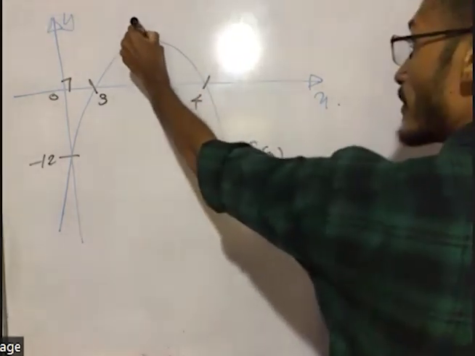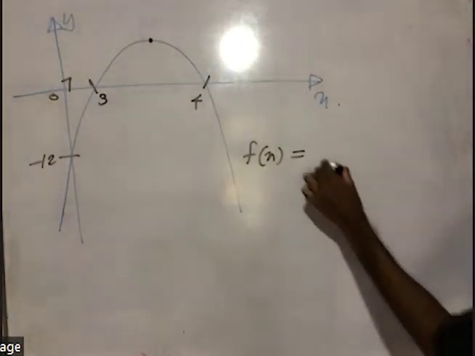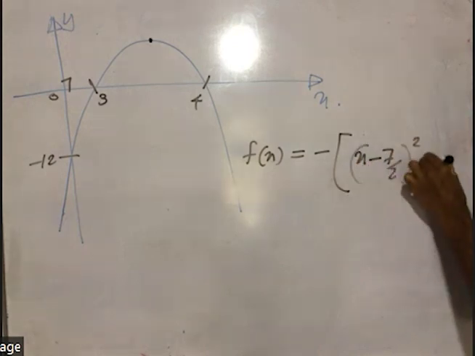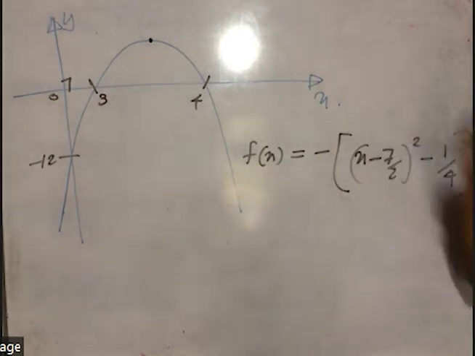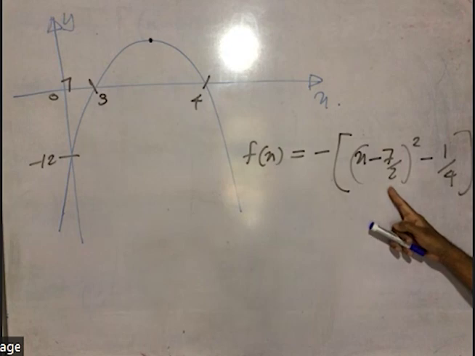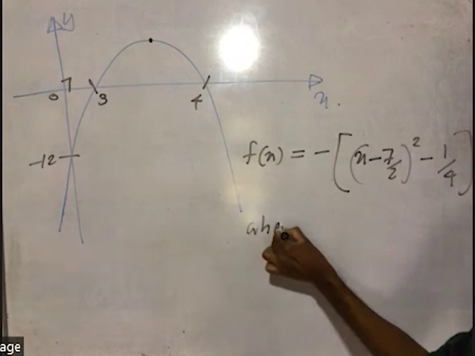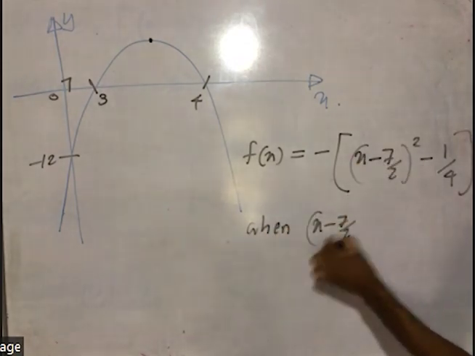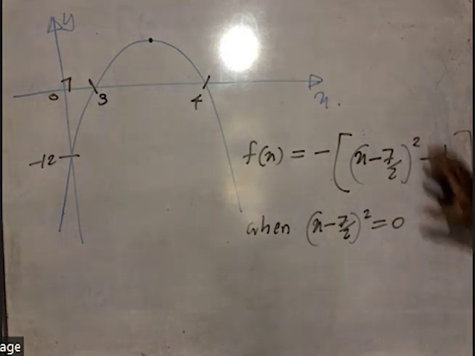Here we have the maximum point. I'm going to find the value of the maximum point. The method of finding that: minus x minus 7/2 square minus 1/4. So this is the simplified form of our function. We have simplified up to this using this completing square method. Right? So we know that when this part, x minus 7/2 square, becomes 0, then that is the maximum value that this graph can reach.